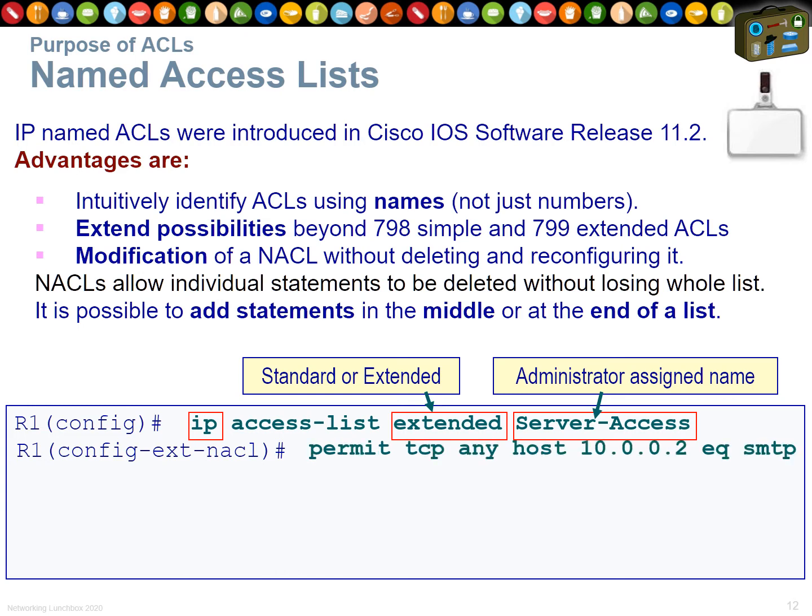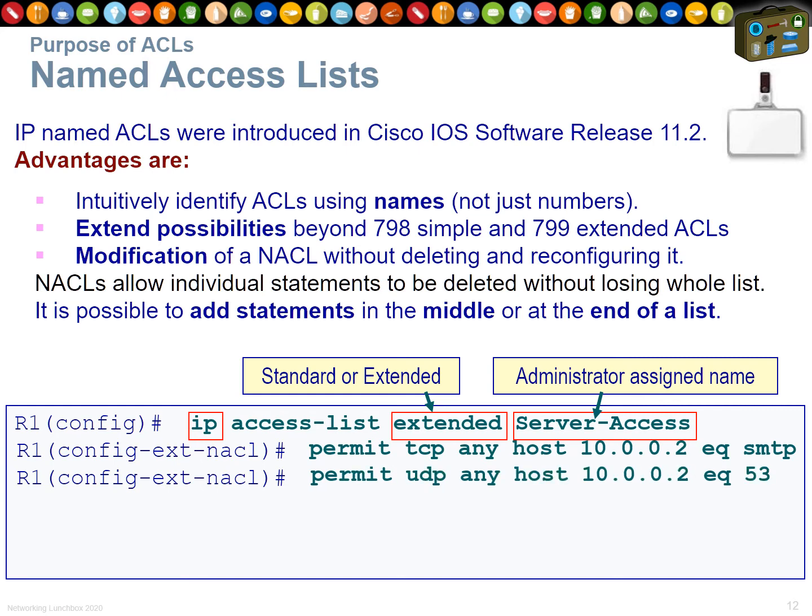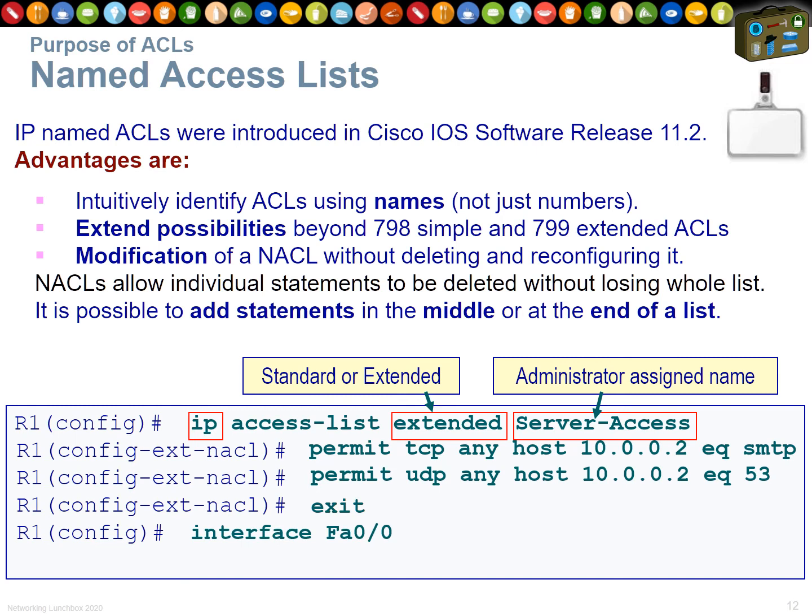So the command: permit tcp any host 10.0.0.2 eq smtp, equivalent to Simple Mail Transfer Protocol. Then we press enter, we go to another line: permit udp from the same host, port 53, which is DNS. And then just like in normal programming, we type exit, and we take it back to global config. Then we go to the interface we're trying to configure, and we use the same command as in a numbered access list, ip access-group, but instead of a number, we put in the actual name.